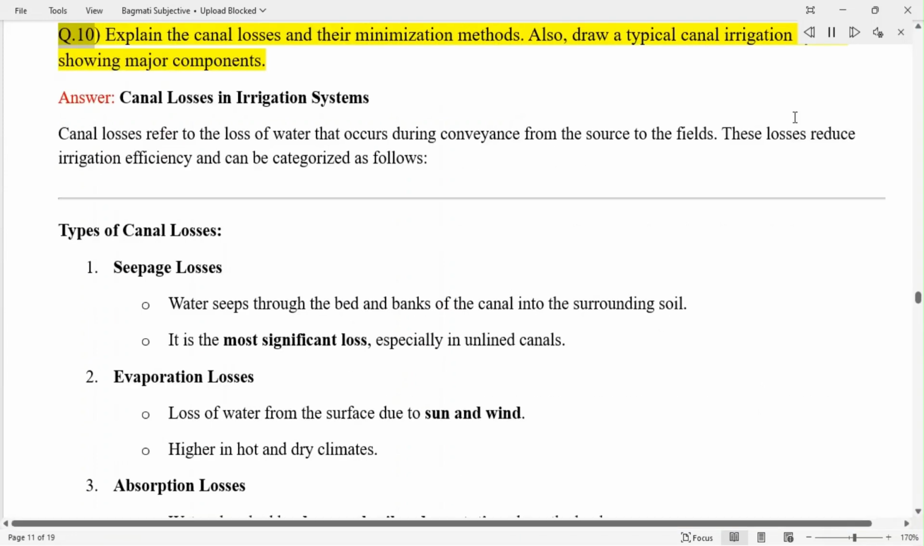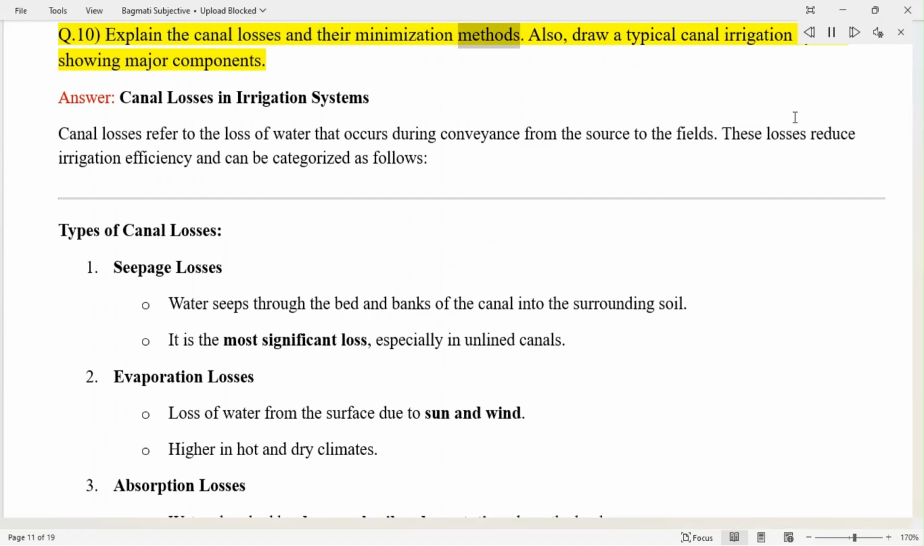10 marks. Explain the canal losses and their minimization methods. Also, draw a typical canal irrigation system showing major components. Answer: canal losses in irrigation systems. Canal losses refer to the loss of water that occurs during conveyance from the source to the fields. These losses reduce irrigation efficiency and can be categorized as follows.